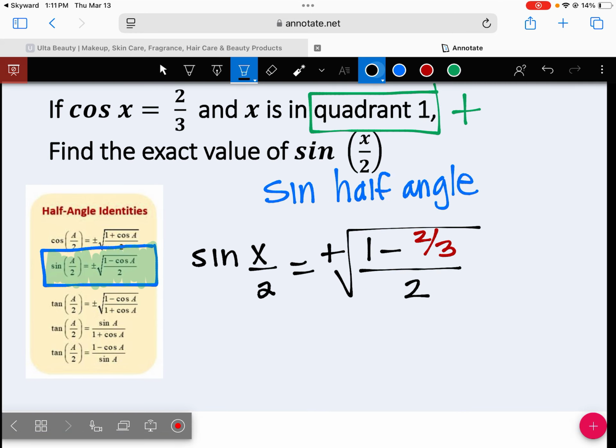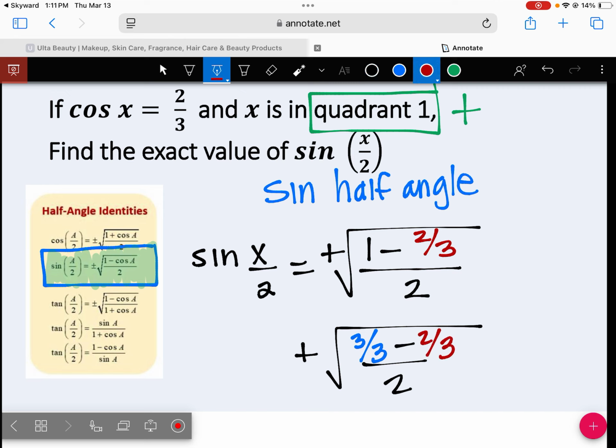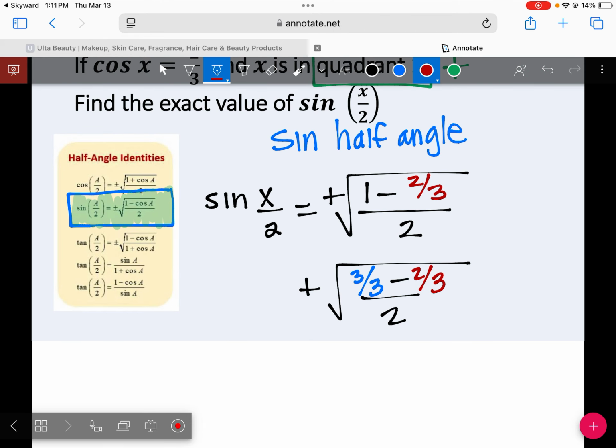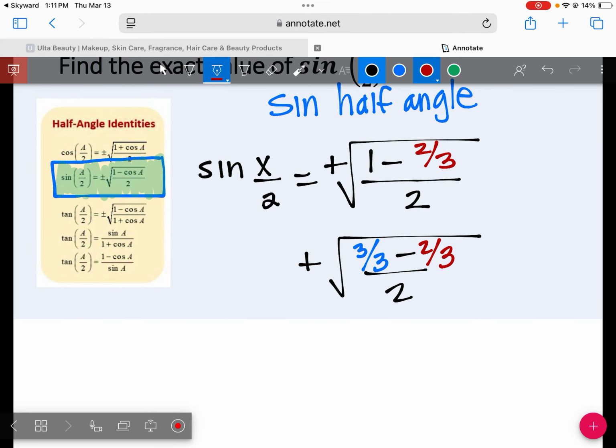So let's look at our numerator. We're going to subtract 1 minus, so I'm going to rewrite 1 as 3 over 3, because 3 over 3 is the same as 1, minus 2 over 3. And when it's positive, we don't need to keep bringing it along. And I'm going to break this apart. So what do you get when you take 3 over 3 minus 2 over 3? 1 over 3. And that's divided by 2.